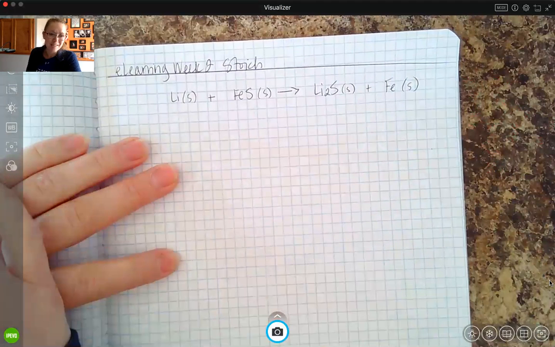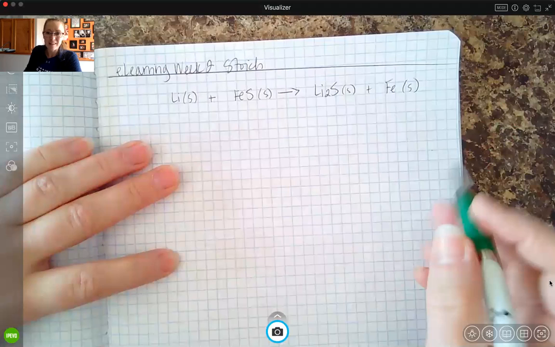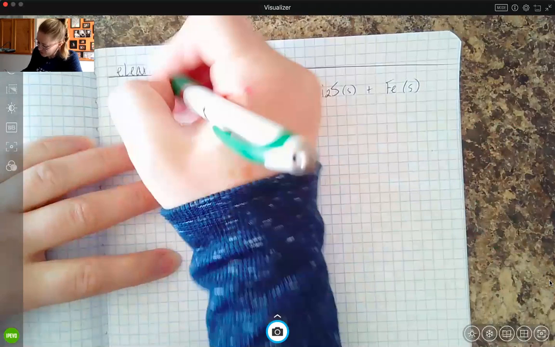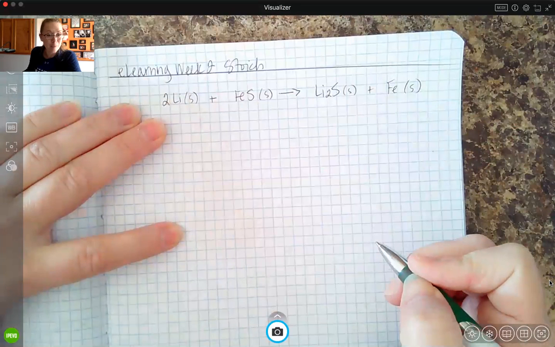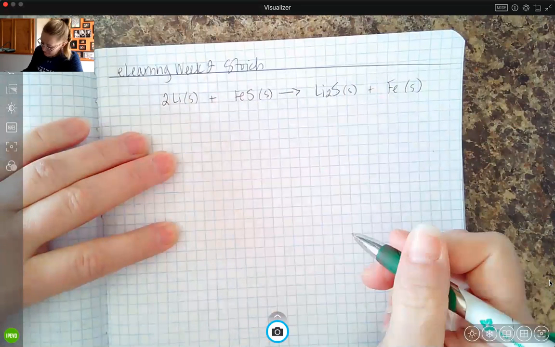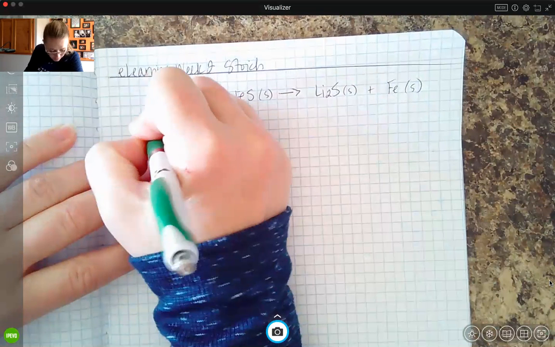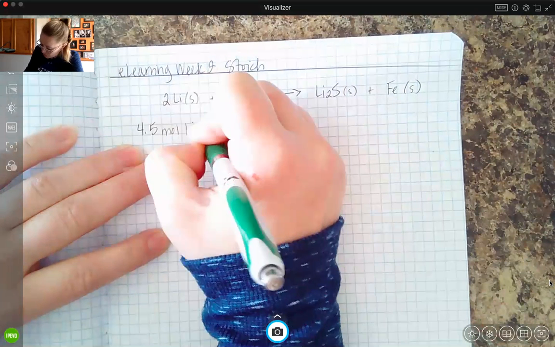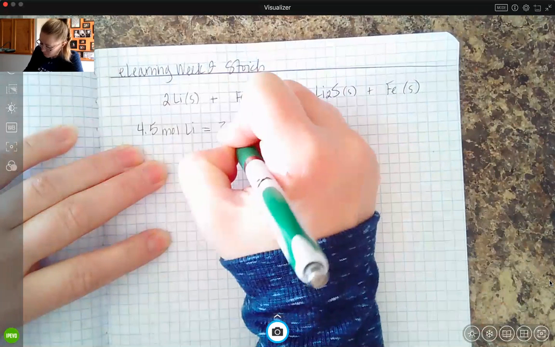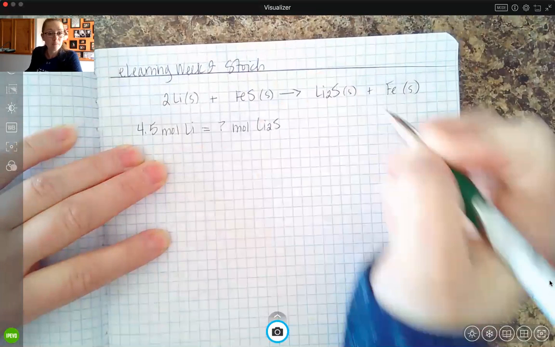Okay, you probably didn't have to pause the video because I'm guessing you saw it was pretty fast. We've got 1 lithium on the left and we've got 2 on the right. So we're gonna stick 2 here and then everything else balances out. So let's say that I start with 4.5 moles of lithium, and we want to know how many moles of Li2S would form.